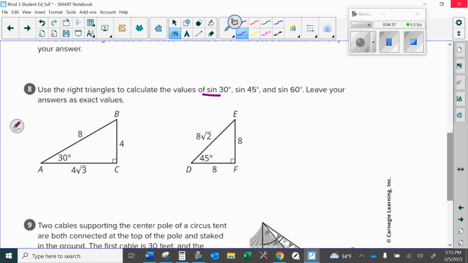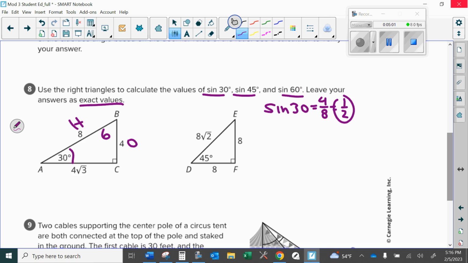So they want you to find the sine of 30, 45, and 60. Leave your answers as exact values. Again, that means with radicals, no decimals. So you don't need a calculator. All right, so the sine of 30 is opposite over hypotenuse. So sine of 30 equals 4 over 8. Of course, I reduce that down to 1/2.